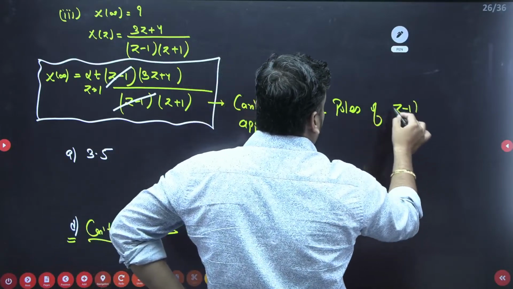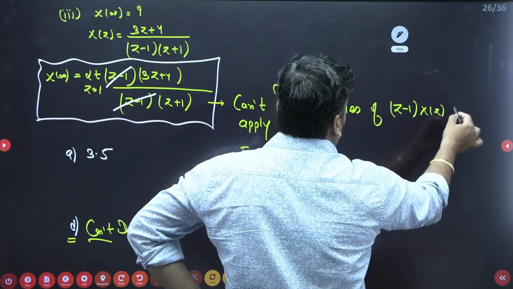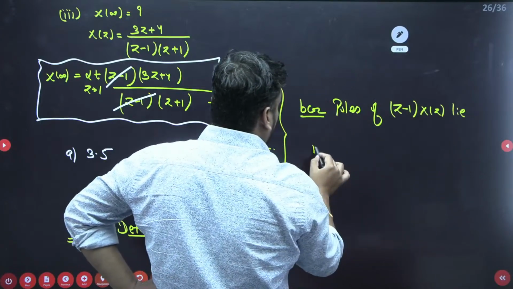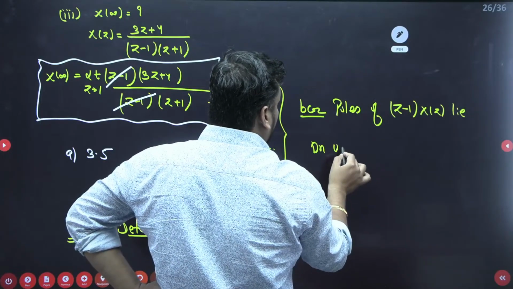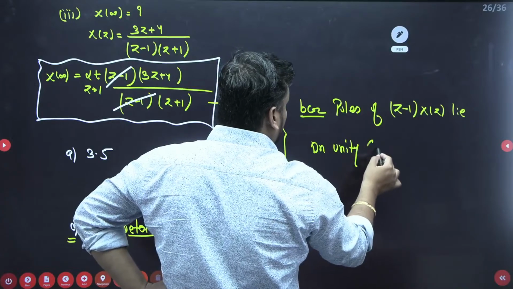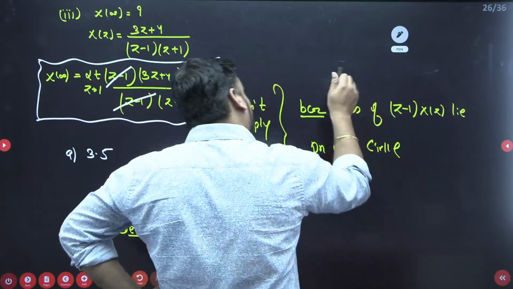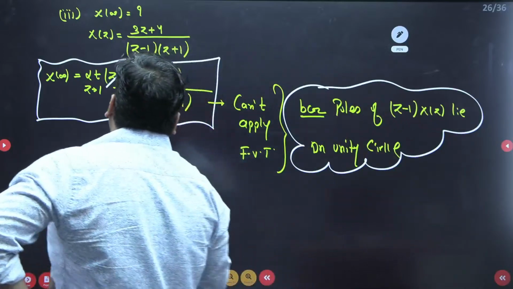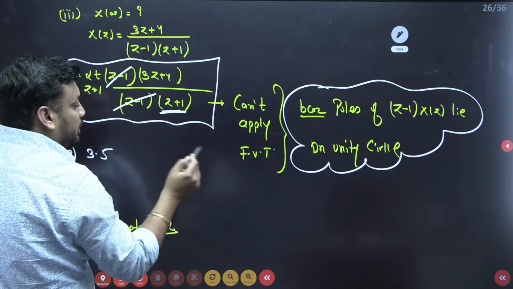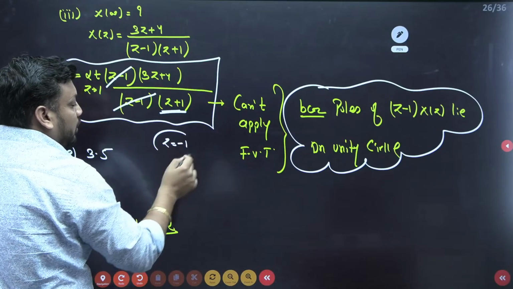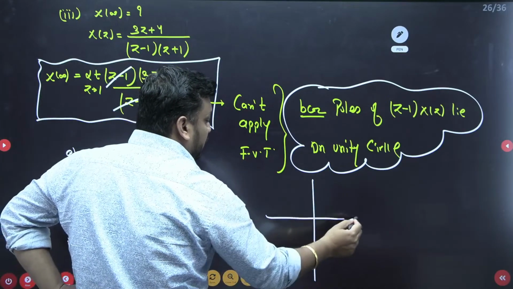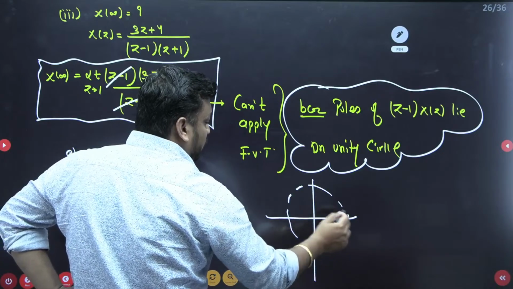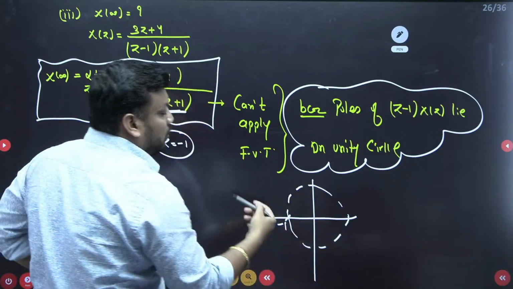z minus 1 X(z) lie on the unity circle. They should not be on the unity circle, or outside the unity circle. Because of z plus 1, when you find the pole, you get z equal to minus 1, and this minus 1 value is actually on the unity circle.